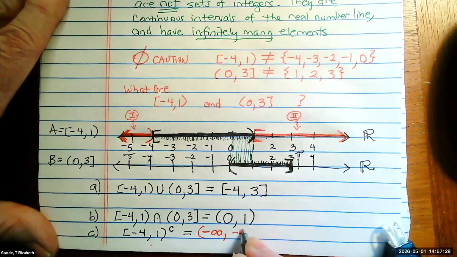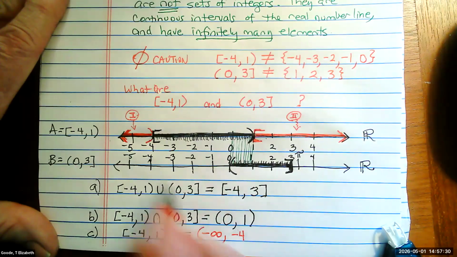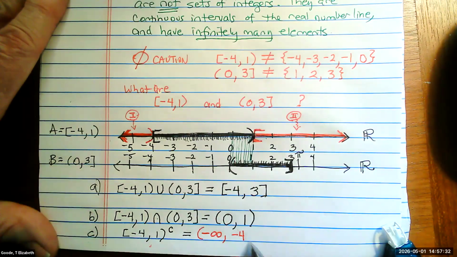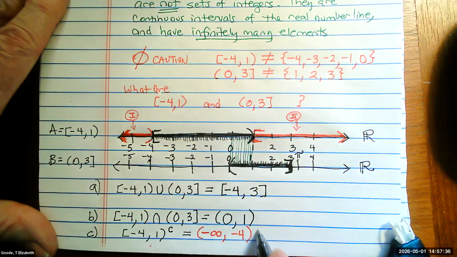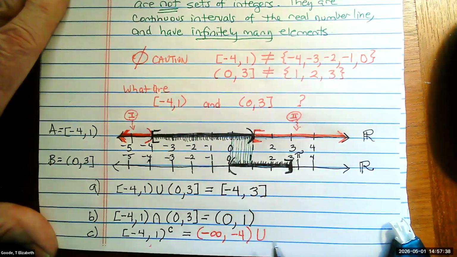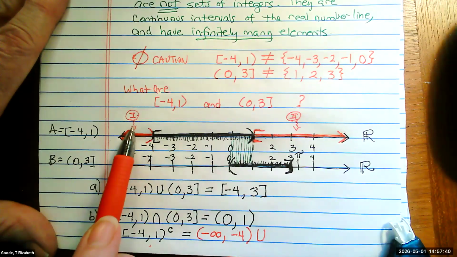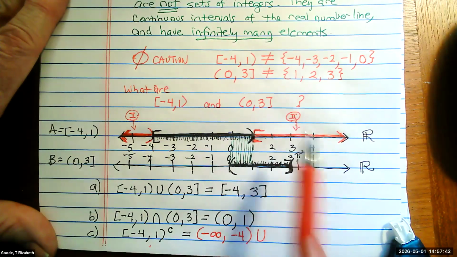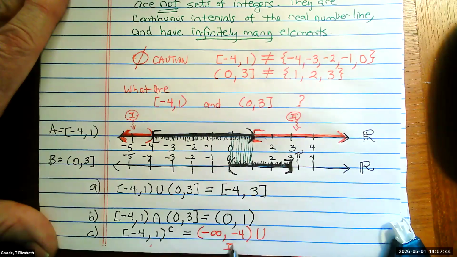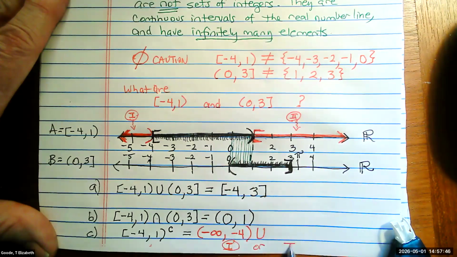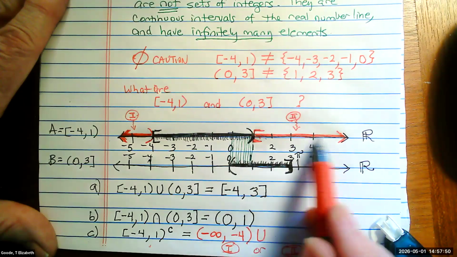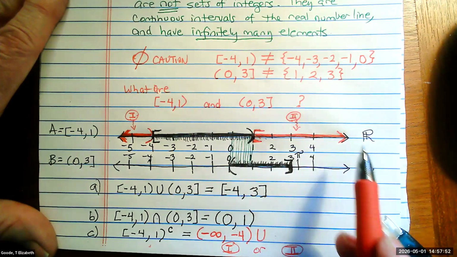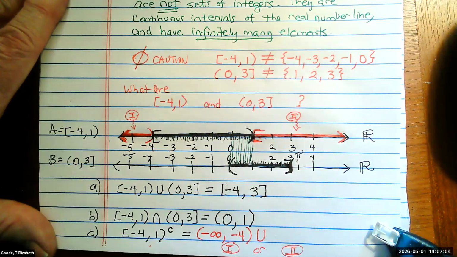And will we use a soft bracket or a square bracket? Soft, because -4 is in A, it cannot be in the complement, so we'll exclude it. And then unions, because the elements in the complement are in one or two, right? One or two. Now we've got to express the set that's over on this side of A. What should we start with?